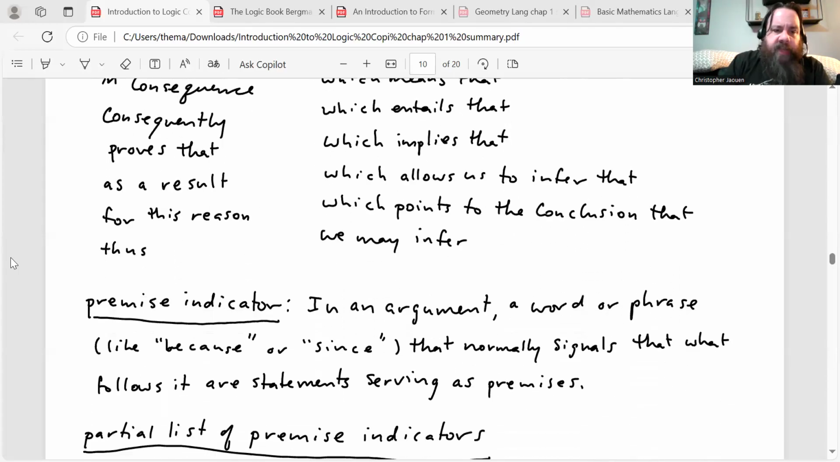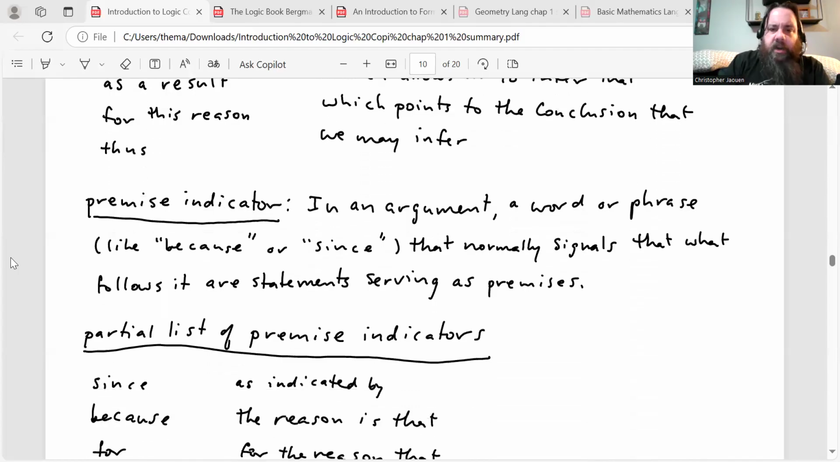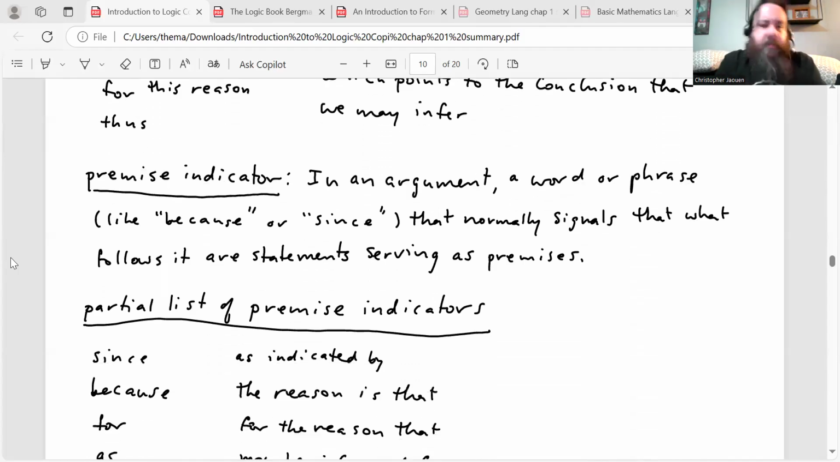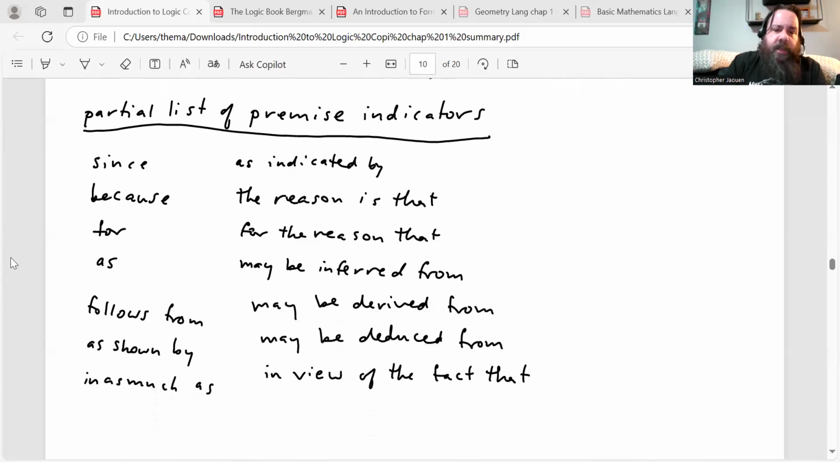And then we also have premise indicators. In an argument, a word or phrase like "because" or "since" normally signals that what follows it are statements serving as premises. We also have a partial list of those here, and again, I won't go through all of them, but you can pause your screen and read them all if you want to. For example: since, because, for, as, follows from, et cetera.